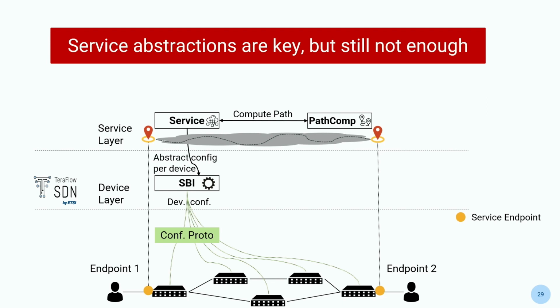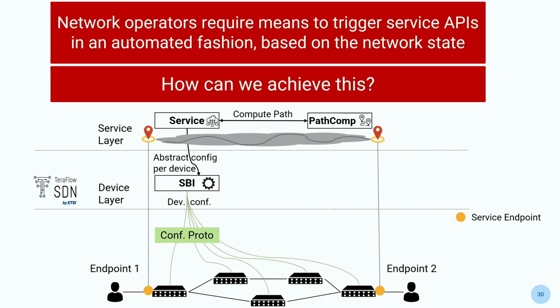Why it's not enough? Because sometimes network operators require means to trigger the service APIs, so how to create a service, how to update a service, or how to delete a service in an automated way based on some events that are coming from the network state. So you want to be able to monitor the network state, see what is down there, and based on some events, interact with the services dynamically. This is not possible in this service layer.